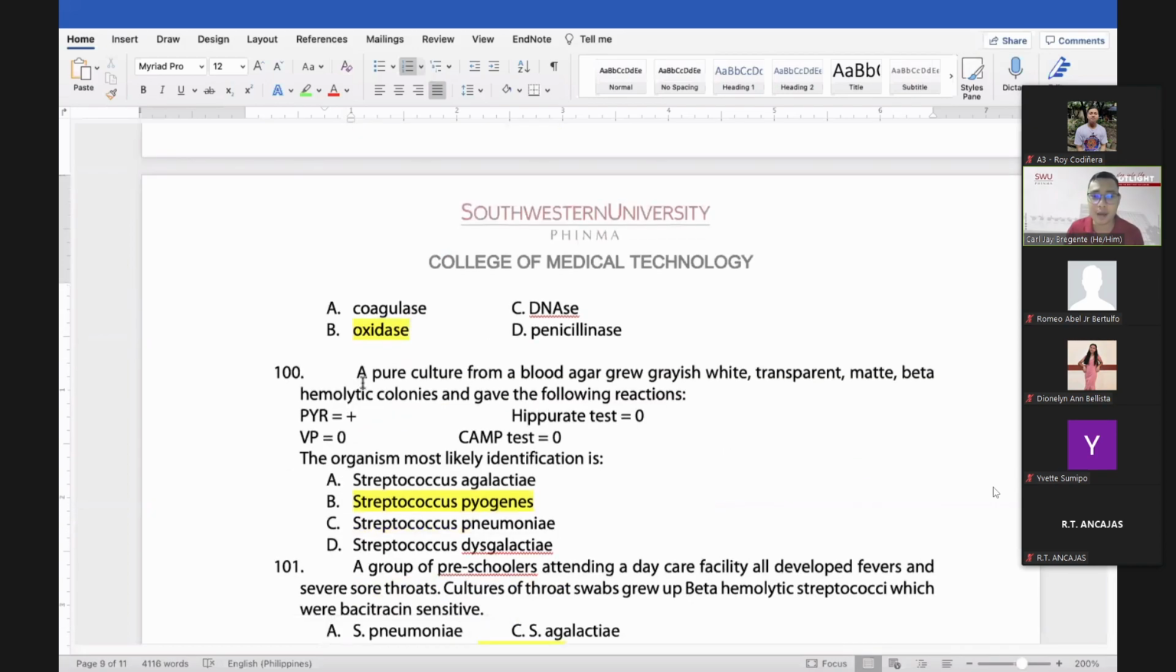100. A pure culture on a blood agar plate grew grayish white, beta hemolytic colonies and gave the following reaction. You have PYR positive, and the rest is negative. So the answer is Streptococcus pyogenes.